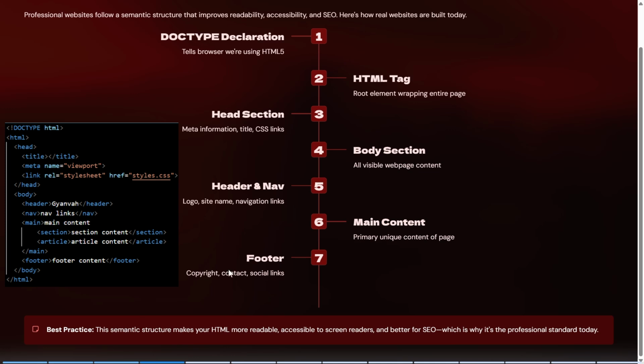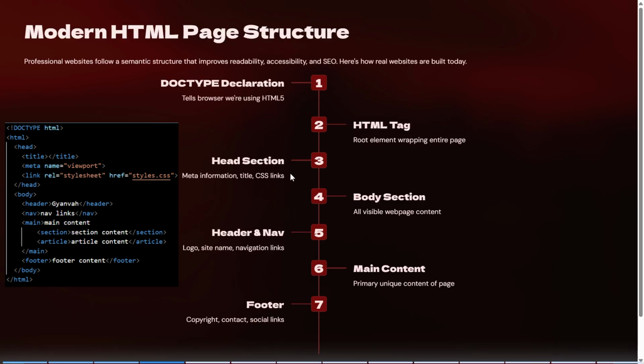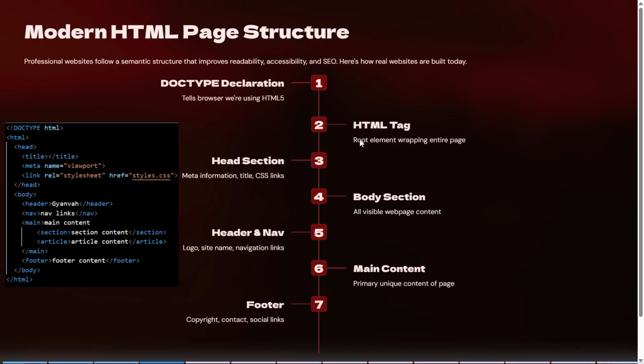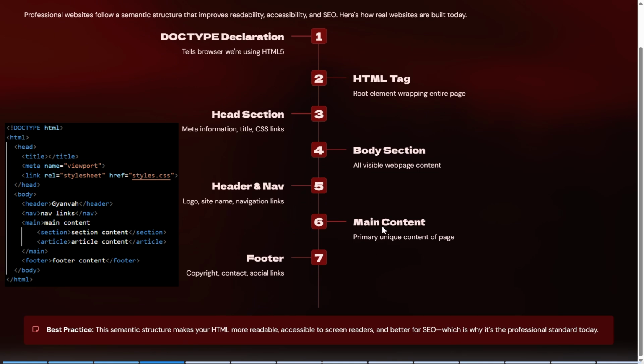So if we look at the full flow, a modern HTML page usually follows this order: doctype at the top, HTML wrapping everything, head for page information, body for visible content, header and nav at the top, main for primary content, section and article inside main, and footer at the bottom. Once you understand and follow this structure, your HTML becomes more readable, more accessible, and much easier to maintain. This structure is also better for SEO and screen readers, which is why it's considered best practice today.